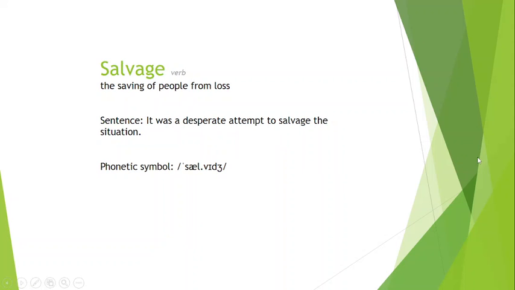Next, salvage. Salvage means the saving of people from loss, and it's a verb. For example, it was a desperate attempt to salvage the situation. Salvage phonetic symbol is here.